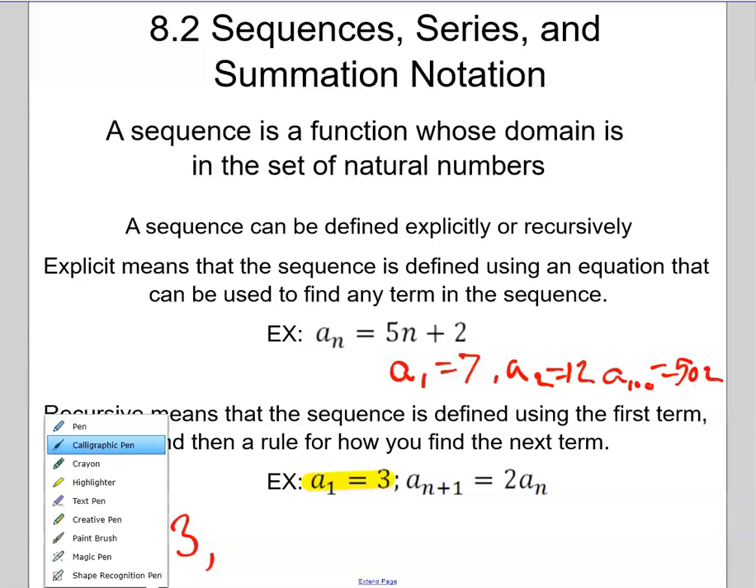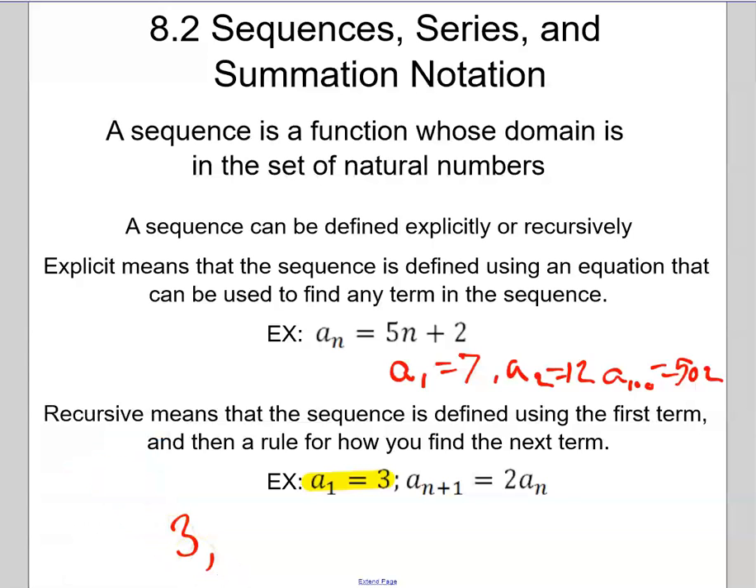So you'll see this notation over here where we have a sub n plus 1 equals 2a sub n. So a sub n represents some term in the sequence. And what this says is when you take some term in the sequence and times it by 2, that would give you the term a sub n plus 1. Now a sub n plus 1 would be the term right after a sub n. So what this is telling you is if you take a term, times it by 2, that'll tell you what the next term is.